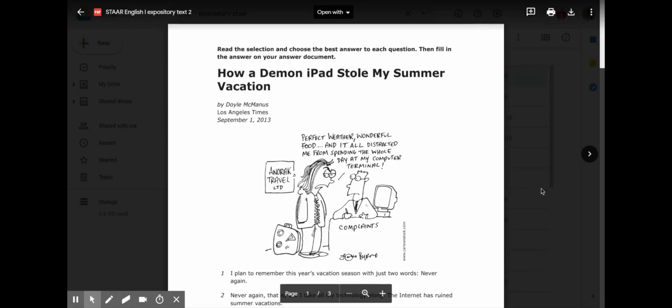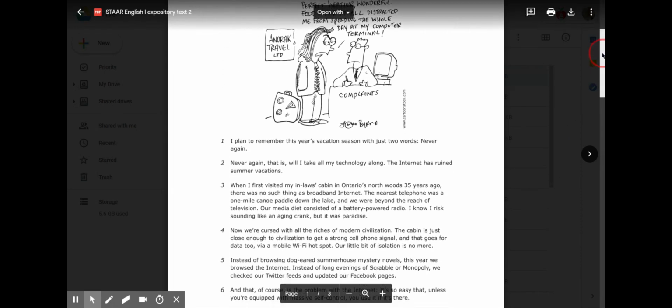So like we talked about, we know from the title that this is going to be an opinion piece, an editorial. The word demon has an intense negative connotation, as you know, and so we can already infer that this author is trying to convince us that the iPad, for whatever reason, is not a good thing. That's going to be part of his argument. So let's take a look.